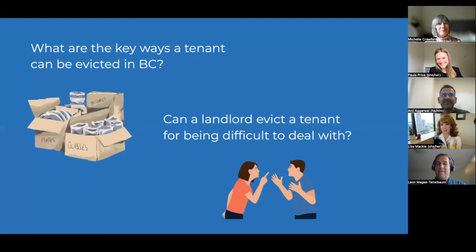So, fast tip for landlords: you don't necessarily have to love your tenants, but if there is a crossing of the line, so to speak, there is an ability for a landlord to end a lease.